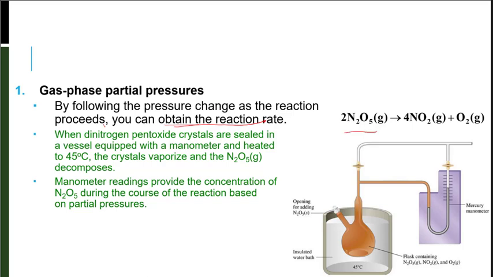Here's an example where I have dinitrogen pentoxide crystals. They are sealed in a vessel that has a manometer, and it's heated to 45 degrees Celsius. The crystals will vaporize, and the N2O5 gas decomposes. Manometer readings provide the concentration of N2O5 during the course of the reaction based on partial pressures.